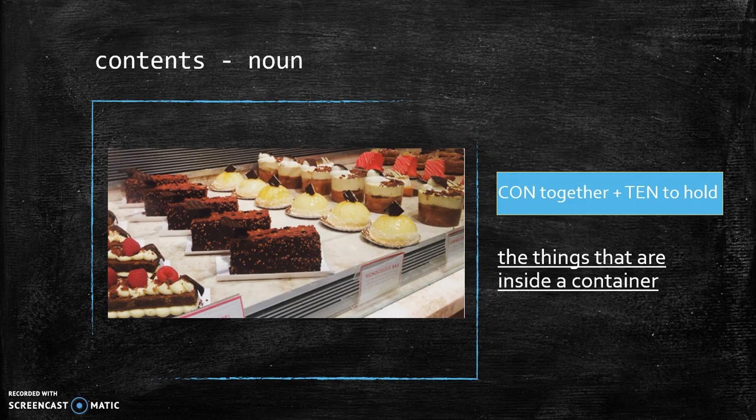Contents is a noun. It comes from the roots con, meaning together, and ten, meaning to hold. And it quite literally means the things that are inside a container. It holds things together, right? The contents are what are held together. So here I have a container, a refrigerated case, that is full of desserts. So the contents of this case are very tasty, sugary deliciousness. That's what they are.